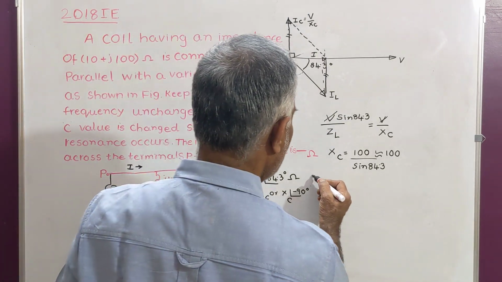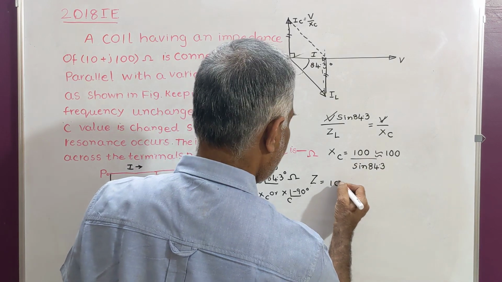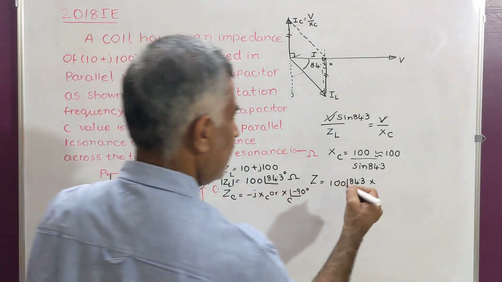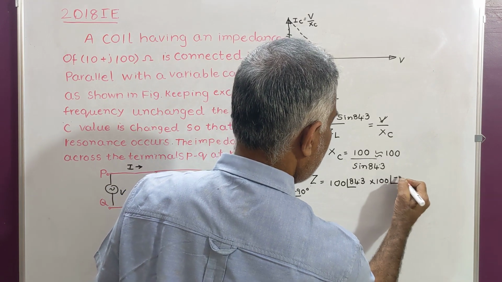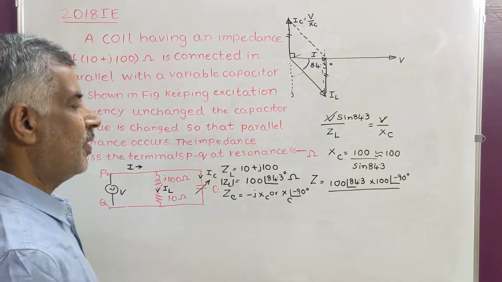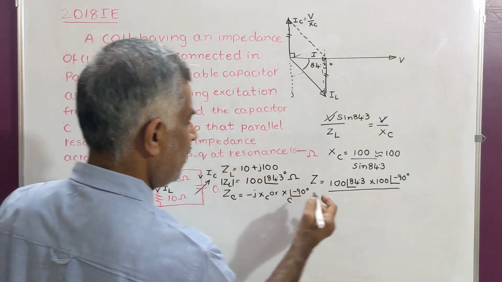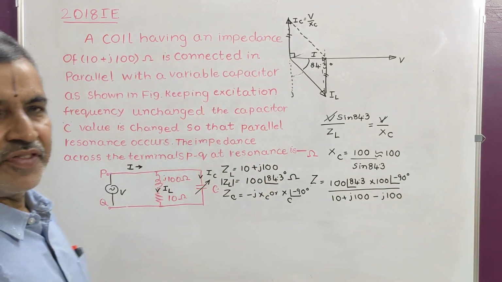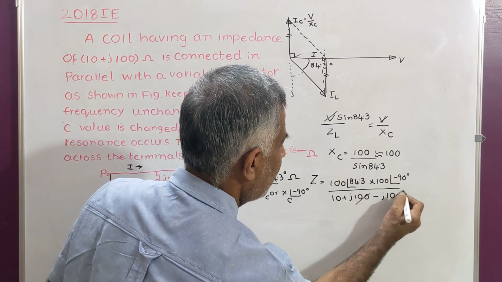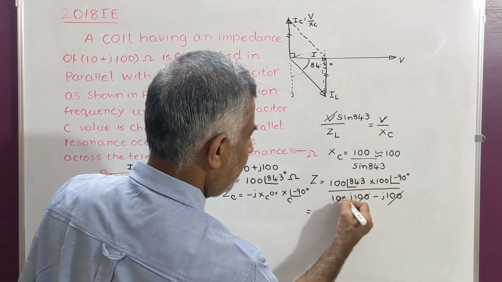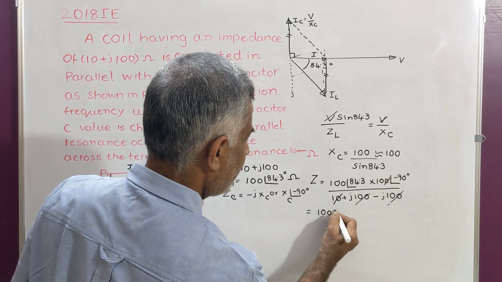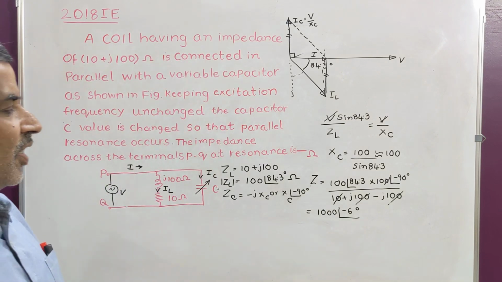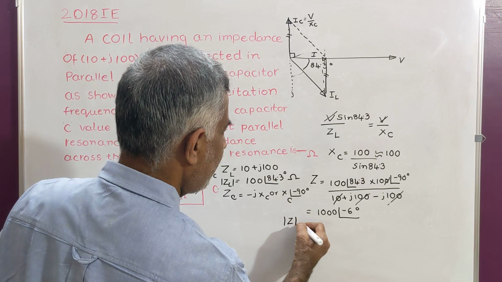The impedance of the parallel combination is 100 at 84.3 degrees multiplied by 100 at minus 90 degrees, divided by the sum of these two, that is 10 plus j100 minus j100. I write XC as minus j100. The j100 terms get cancelled, leaving 10. We get 1000 at minus 6 degrees. The magnitude of the impedance is just 1000 ohms.